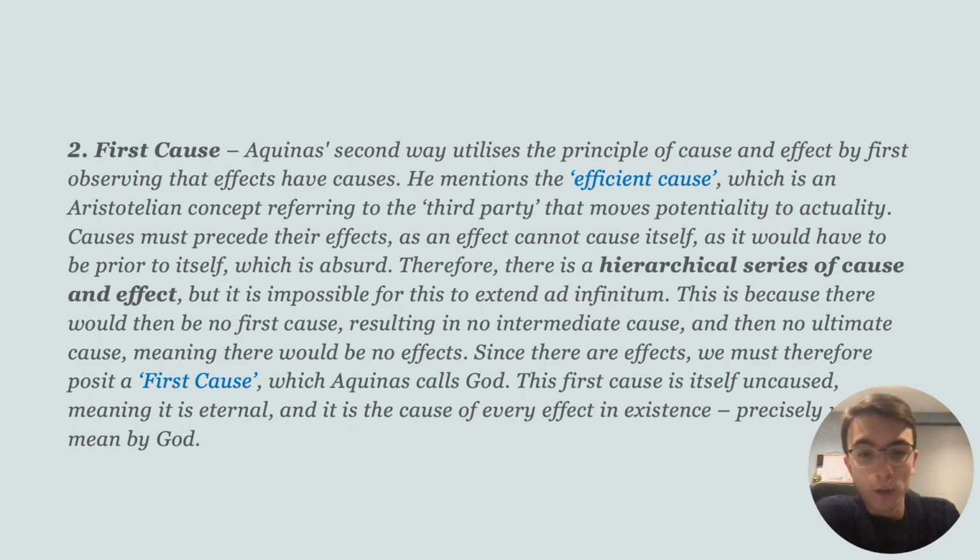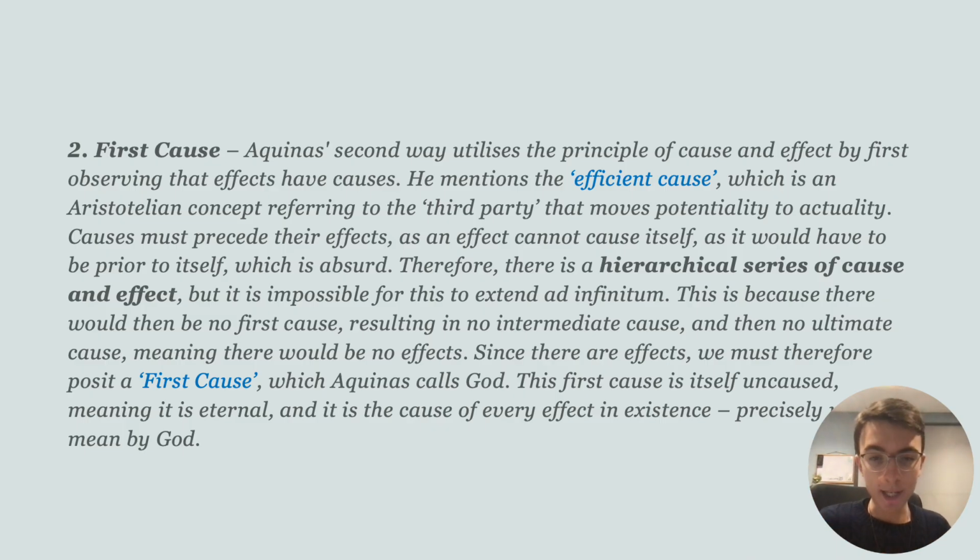An effect cannot cause itself. As we've established, every effect has to have a cause. So what we have then is a series, a hierarchical series to be precise, of cause and effect, and it keeps on going back, right? Similar to how we had it with movers in the last argument.